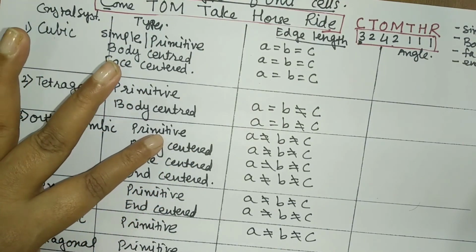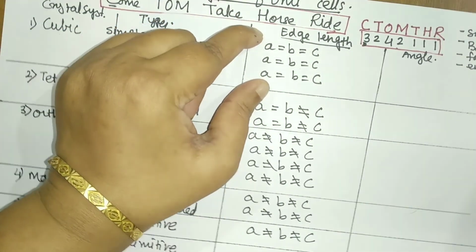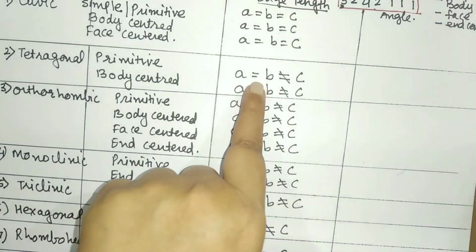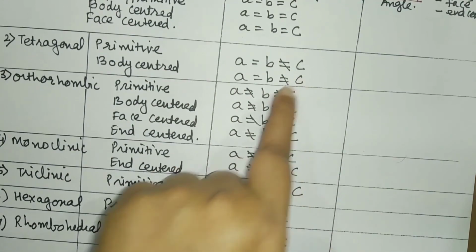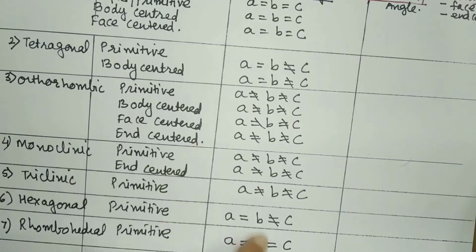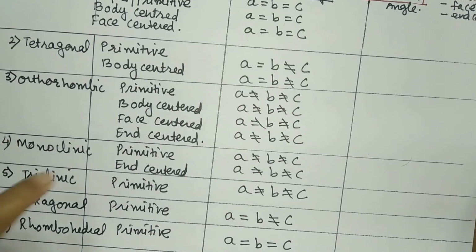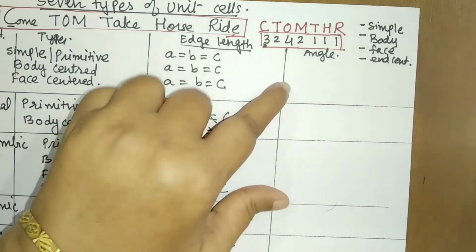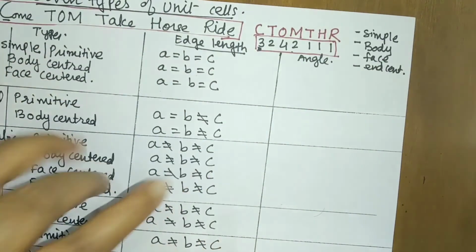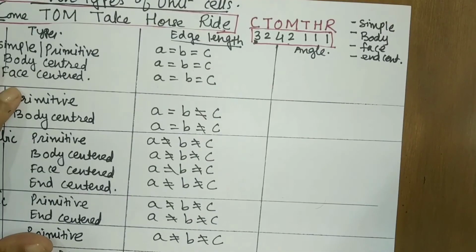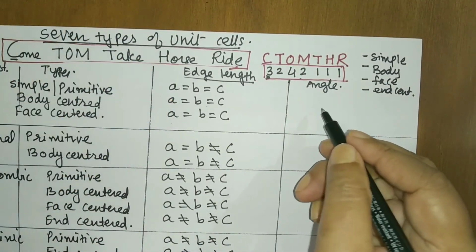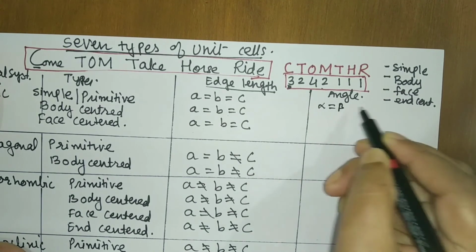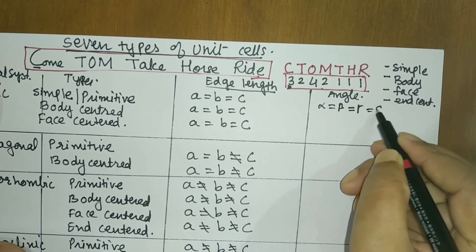Very important to remember. Topmost I have all equal. The bottom one is all equal. Next is second, A is equal to B and is not equal to C. Same pattern I will go for the second last, and the intermediates, that is orthorhombic, monoclinic and triclinic, will have all not equal. Now let us come to the angles here. So how to know the angles? For the angles here, the first one, that is cubic, it will be alpha is equal to beta is equal to gamma is equal to 90.